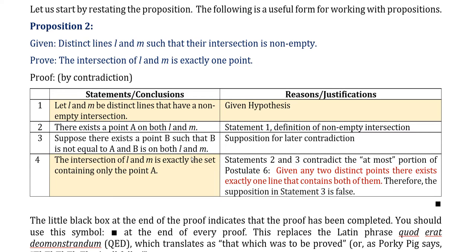Only one point. Okay, so let's see how we get there. The other steps will be links in a chain that will get us from the beginning to the end. Okay, so for statement 2, we're going to say there exists a point A on both L and M. Statement 1 is why we did that, and the definition of what we mean by non-empty intersection.